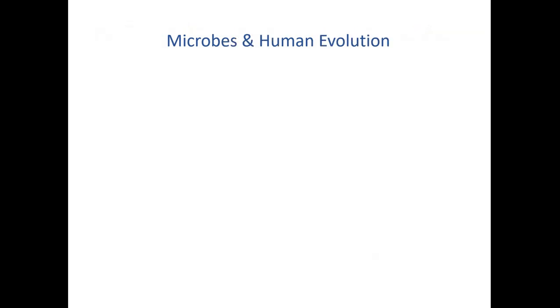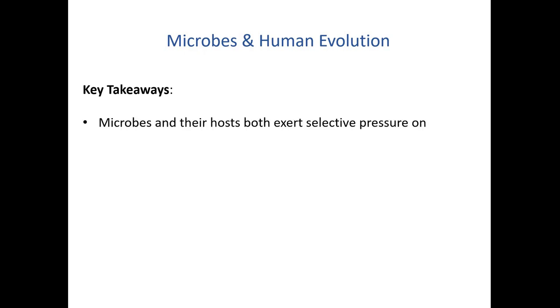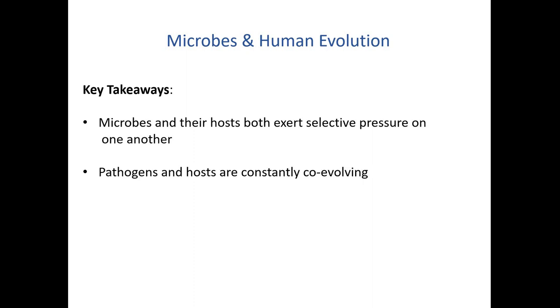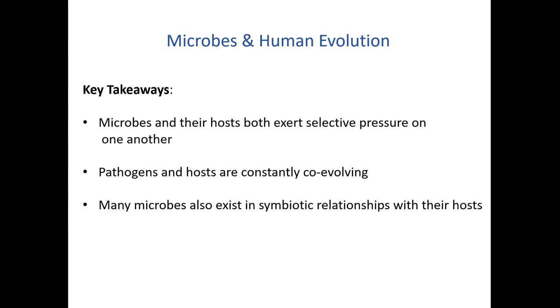So some key takeaways about microbes and human evolution. Microbes and their hosts both exert selective pressure on one another. Pathogens and hosts are constantly co-evolving, so that's that Red Queen hypothesis. And then many microbes also exist in symbiotic relationships with their hosts. Some examples of this are gut microbes and mitochondria, keeping in mind where the mitochondria actually came from.